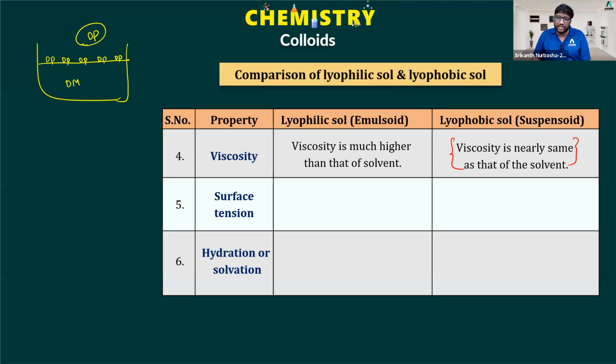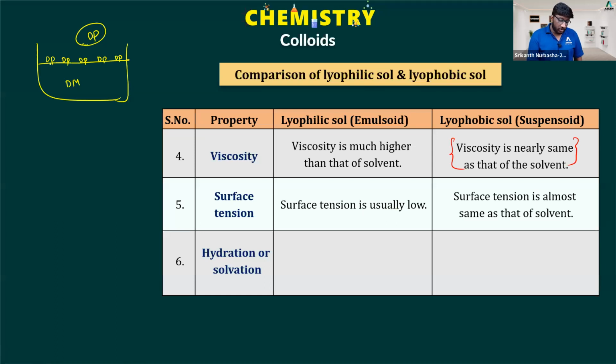But what happened to surface tension in the lyophilic sol? Viscosity will be much higher, but surface tension is usually low. Why? Because once I add the dispersed phase, the particles present on the surface come inside and develop new attraction with the dispersed phase. So the particles that were earlier on the surface were forced to come inside to develop new attraction with the dispersed phase. Because of that, the surface tension has decreased in the lyophilic sol. Understood this point or not?